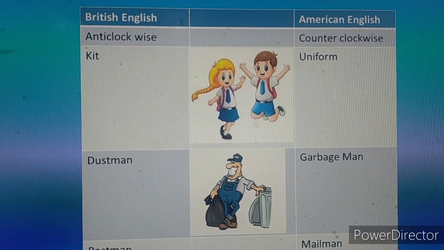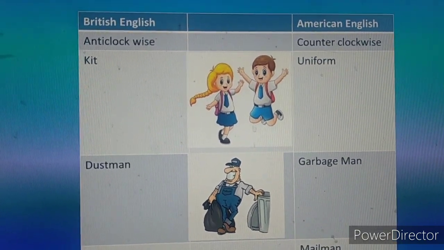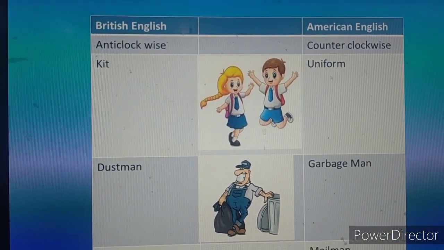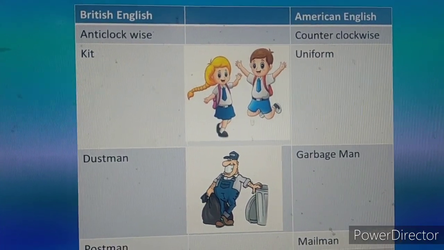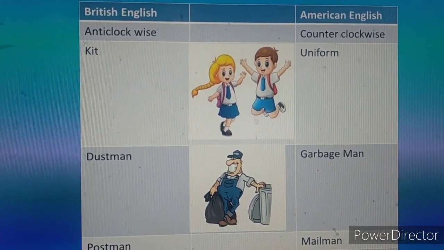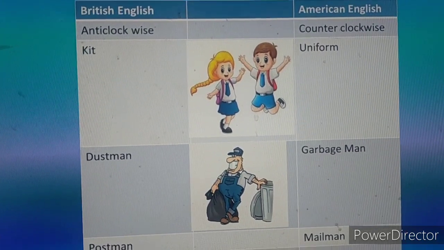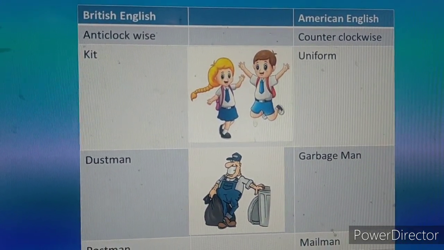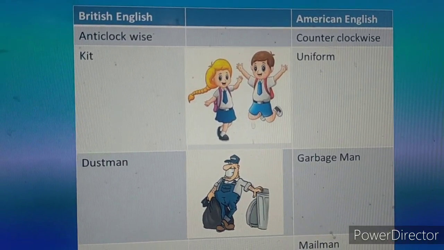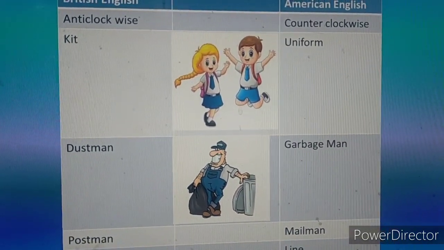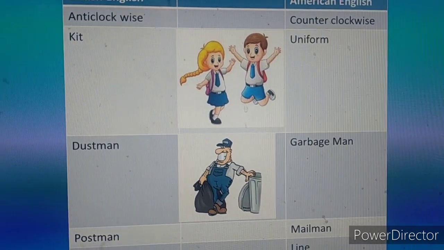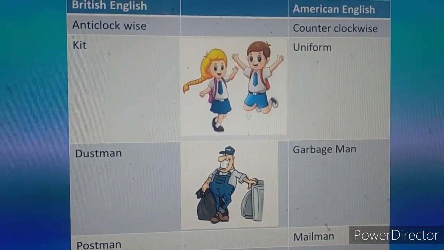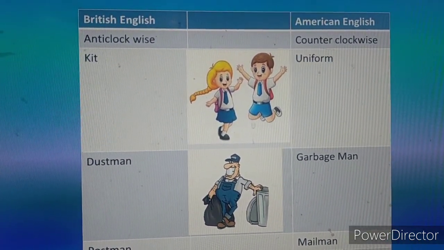Moving on to the next slide, say we talk about the word anti-clockwise. Of course, we use that. That's British. The American counterpart would be counterclockwise. And our kids go to school in uniforms. Well, that's American English. The actual word for British, if we are really following British, would have been kit. Or say we always talk about the garbage men. How many of us talk about the dustmen? And the dustman is British.